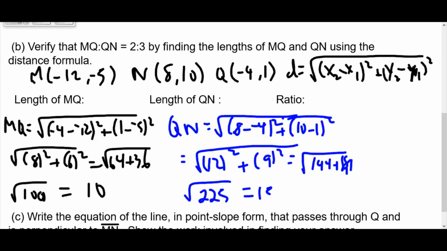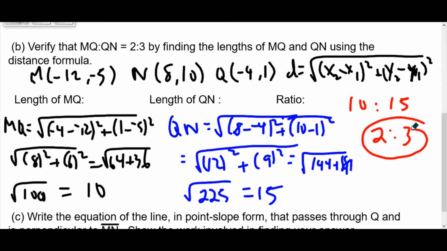That's 15. So now when we take a look at our ratio, it is 10 to 15. We simplify, it becomes 2 to 3. So we notice that it works out not just from a formula point of view, but it works out in the way of the distance formula to verify.